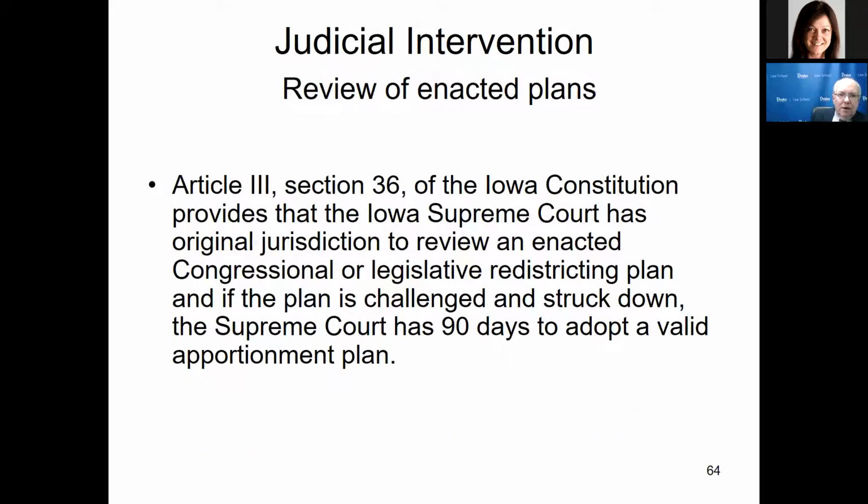In all cases, however, whatever plan is enacted by the legislature is subject to review by the Iowa Supreme Court. And Article 3, Section 36, as noted before, provides the Supreme Court with original jurisdiction to review an enacted congressional plan and to provide that if the plan is challenged and struck down, as what happened in 1972, the Supreme Court has 90 days to adopt a valid apportionment plan.